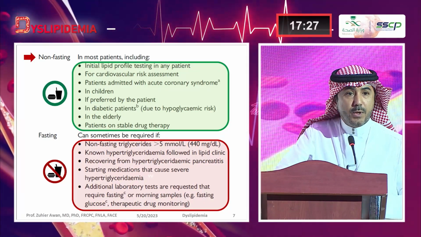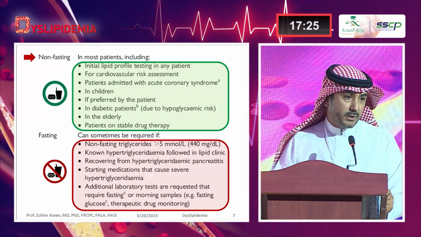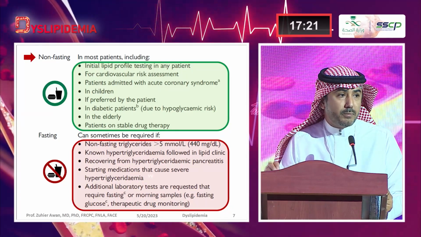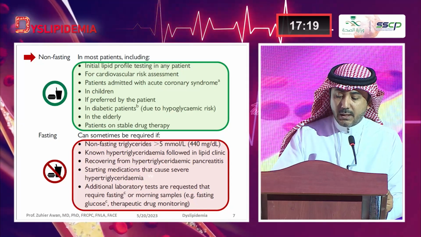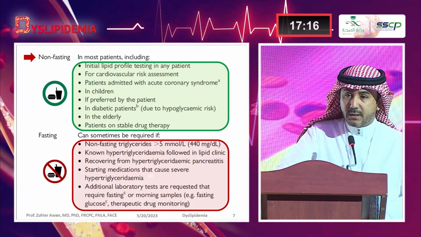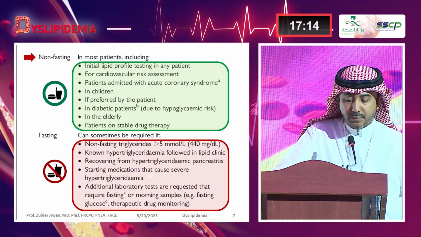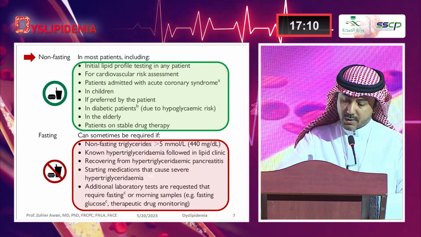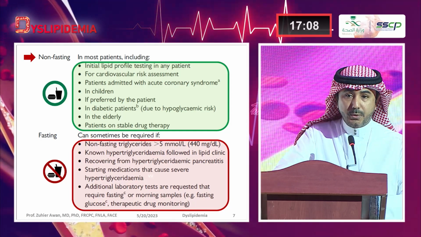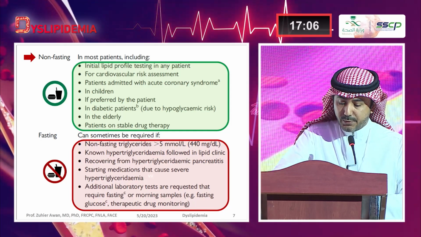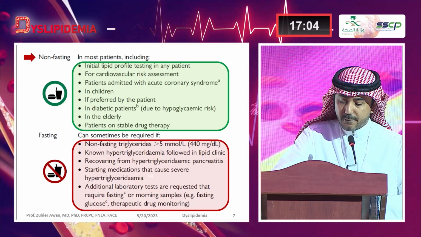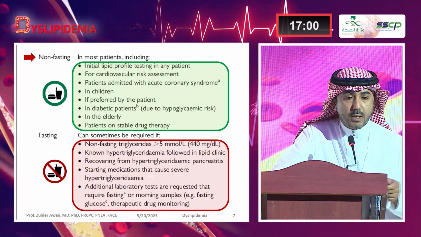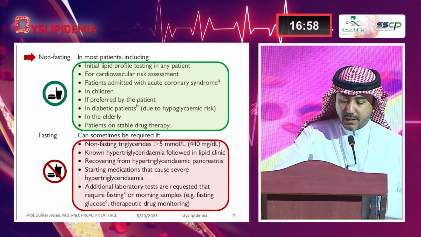So when do you actually need to fast the patient? You only need to fast the patient if you have an abnormal lipid profile, with a non-fasting triglyceride over 5 millimole per liter. If you have pancreatitis and you are trying to control the triglyceride, and if you have a medication that causes hypertriglyceridemia and you want to stabilize it or you want to establish a baseline.